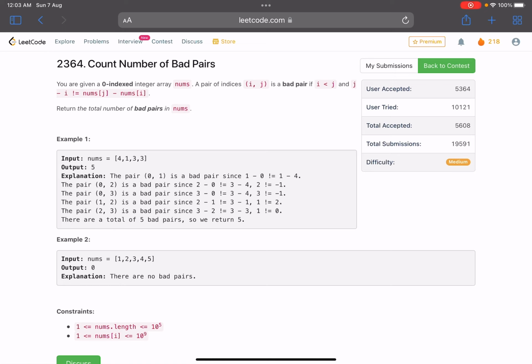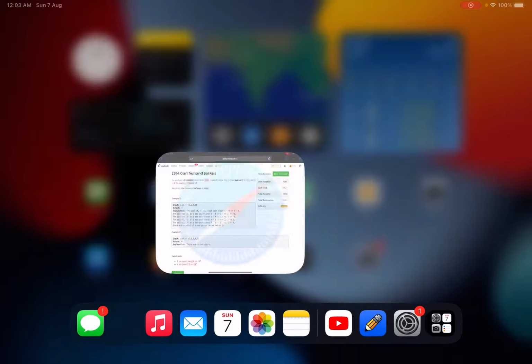Okay, a lot of stuff told in the question. We will see it mathematically what it says. The constraints are the length of the array can go up to 10 raised to the power 5 and each number can be 10 raised to the power 9. So directly let's jump to what the problem is saying.